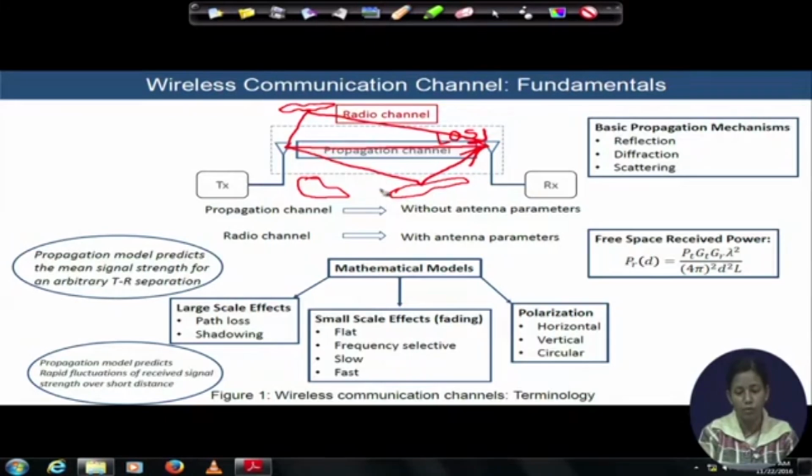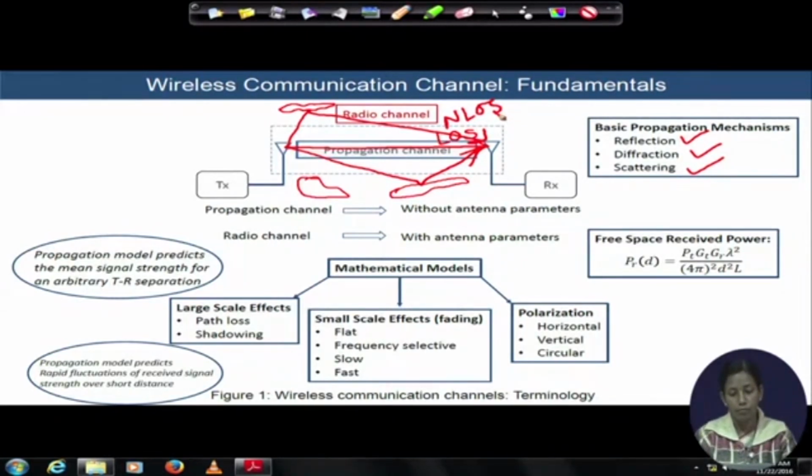propagation of the electromagnetic waves, and this basic propagation is basically controlled by the reflection, the diffraction, and the scattering. These are the three fundamental phenomena that happen, and they create the multiple paths in the communication system. And remember, all the paths which are not coming via the direct way, we call them the non-line of sight paths. They are NLOS paths, and these are also called the multiple paths.